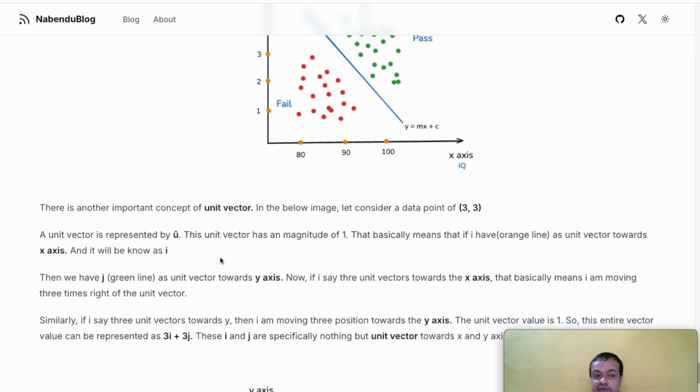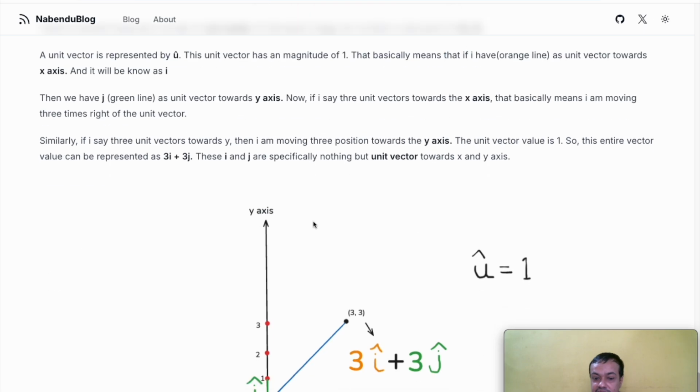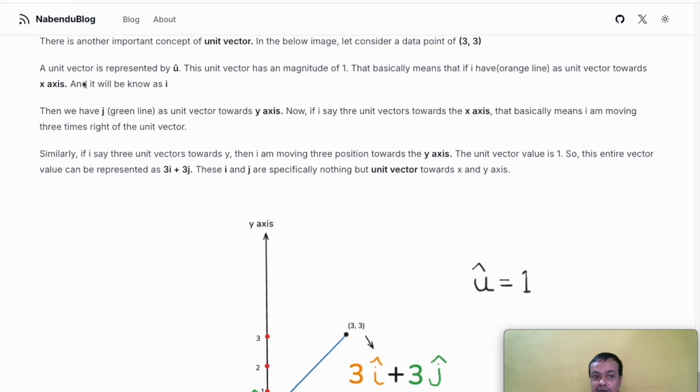That is another important concept of unit vector. In the image below, let's consider the data point is 3, 3. A unit vector is represented like this, you can Google it also. A unit vector has a magnitude of 1. It basically means that I have this unit vector towards the x-axis, and it will be known as i.